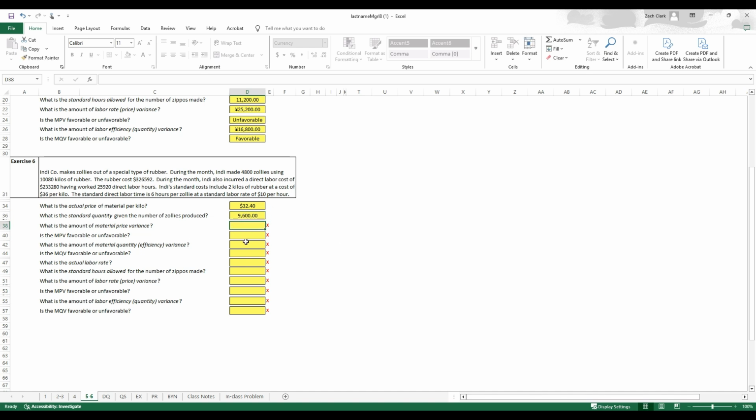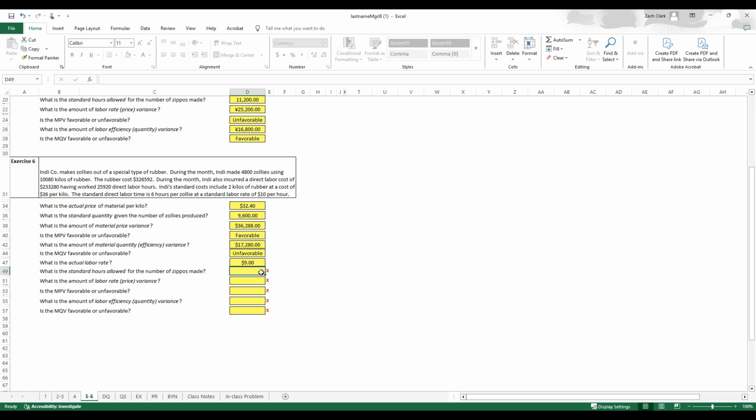The amount of material price variance is 36,288. And we noted that was favorable. The amount of material quantity efficiency variance is 17,280. That was unfavorable. Okay. The actual labor rate was $9.